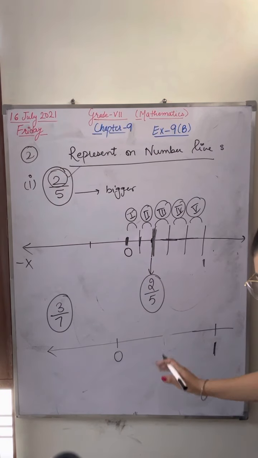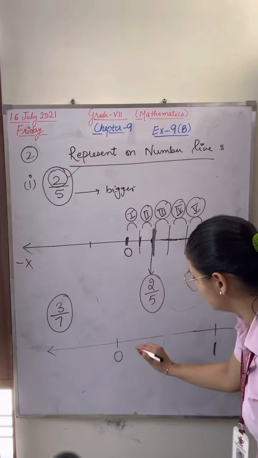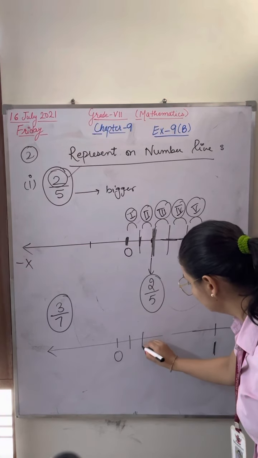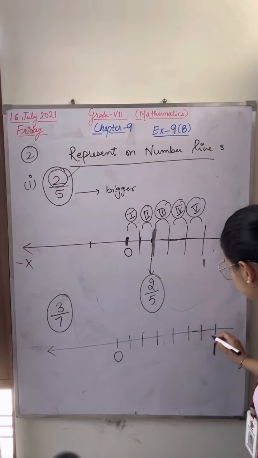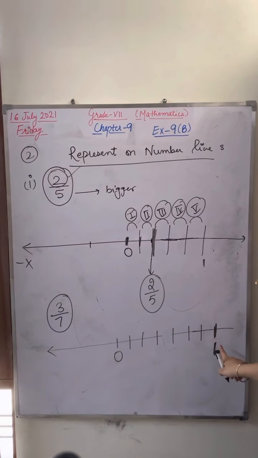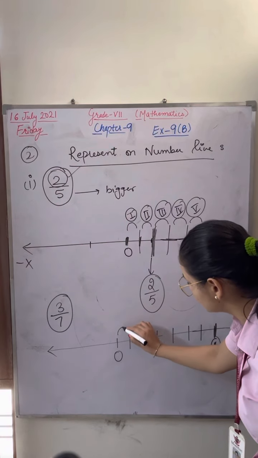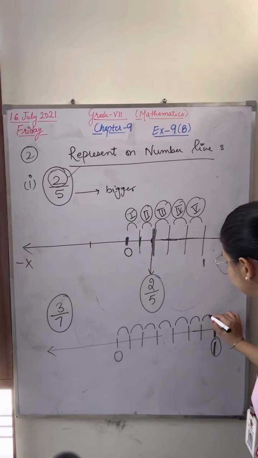So I have to make, Ananya, very good, 7 partitions. 1, 2, 3, 4, 5, 6, and this last one, where 1 is there, will be your 7th. Okay, so there are 7 partitions: 1, 2, 3, 4, 5, 6 and 7.